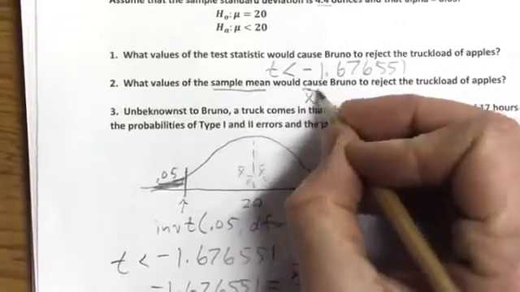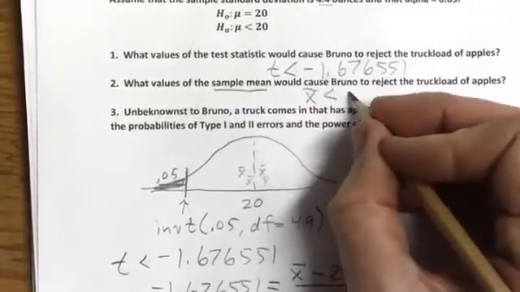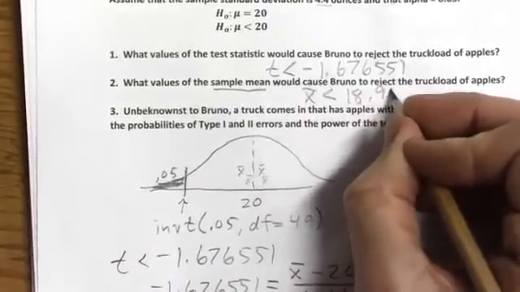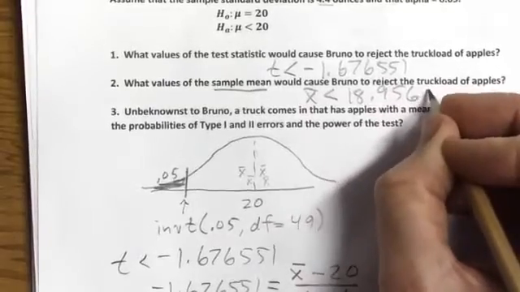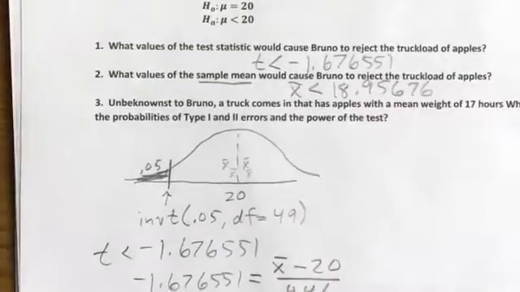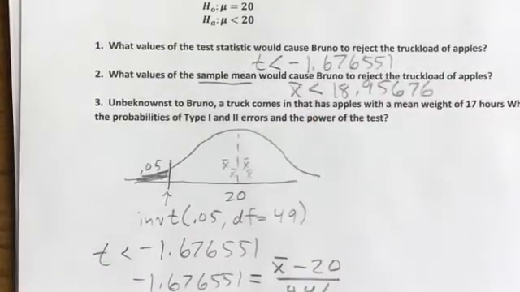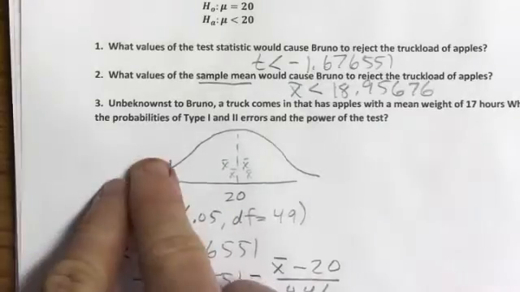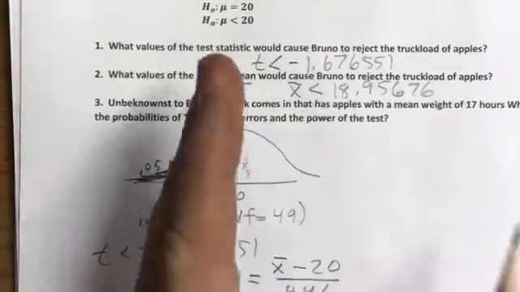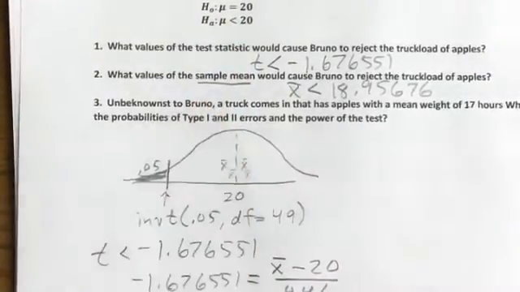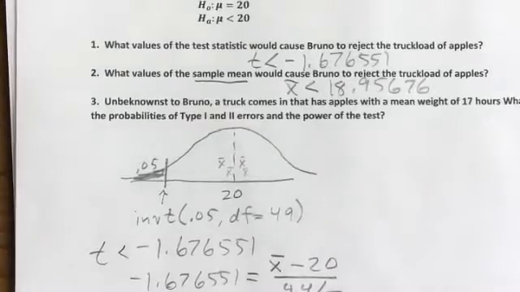So if my x bar is less than 18.95676, that would cause me to reject the null hypothesis. So that is our alpha, our 0.05, which defines how far on the curve we're going. So, all right, anyway.